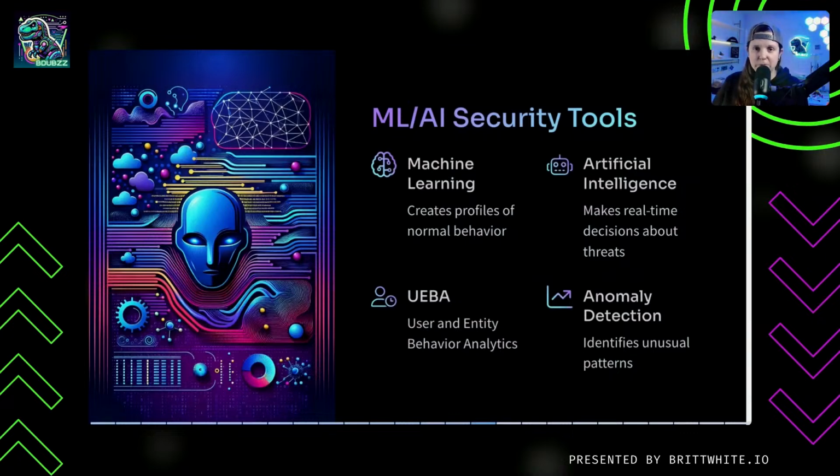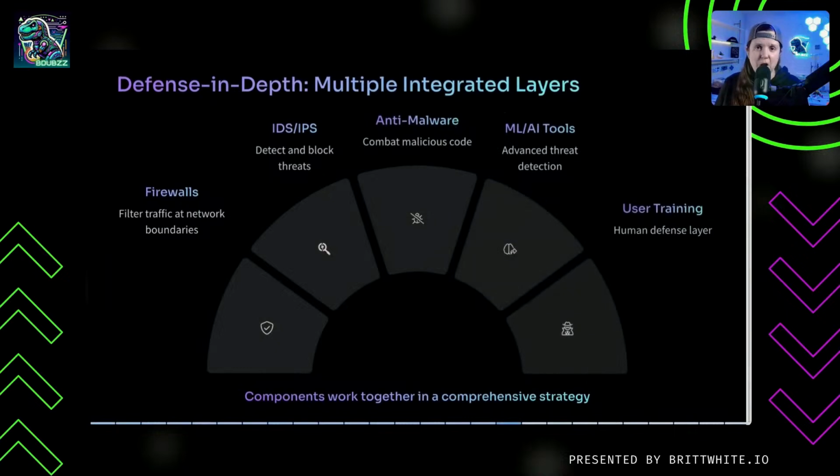Now, a quick review for Objective 7.7 before we move on. Defense in depth is achieved through multiple integrated layers: firewalls, IDS and IPS, anti-malware, and machine learning and AI, all working together to detect and prevent threats. Each layer has its own distinct role. Firewalls filter traffic, IDS and IPS detect and block threats, anti-malware tackles malicious code, and machine learning and AI deliver advanced threat detection.